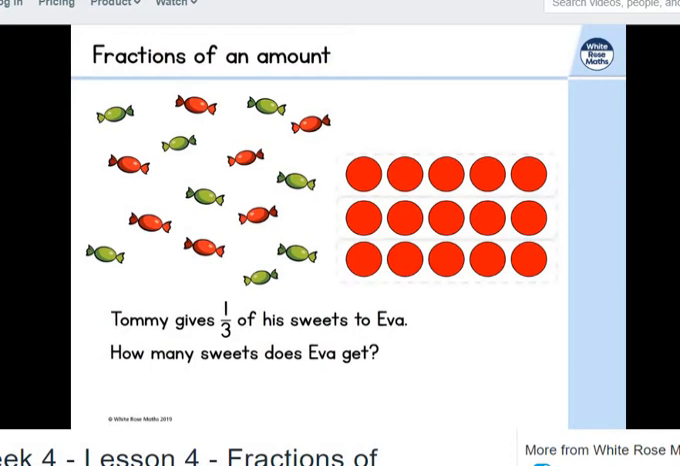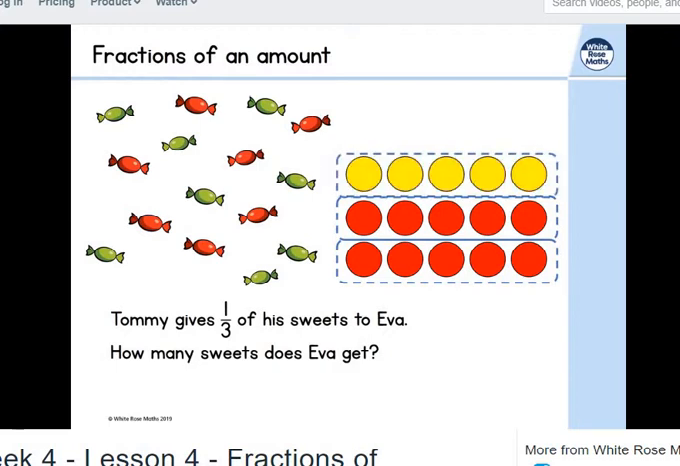So a third means split into 3 equal parts. And we want one of those 3 equal parts. So Eva would receive 5 of those sweets. So a third of 15 is 5. Calculations-wise, we might have thought about the 15 sweets divided into 3, because we want a third, which is one of 3 parts, which gave us the 5 sweets that Eva got.